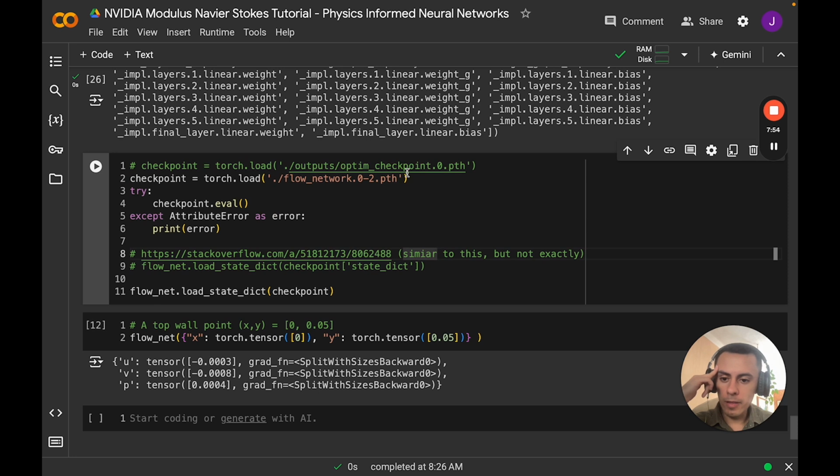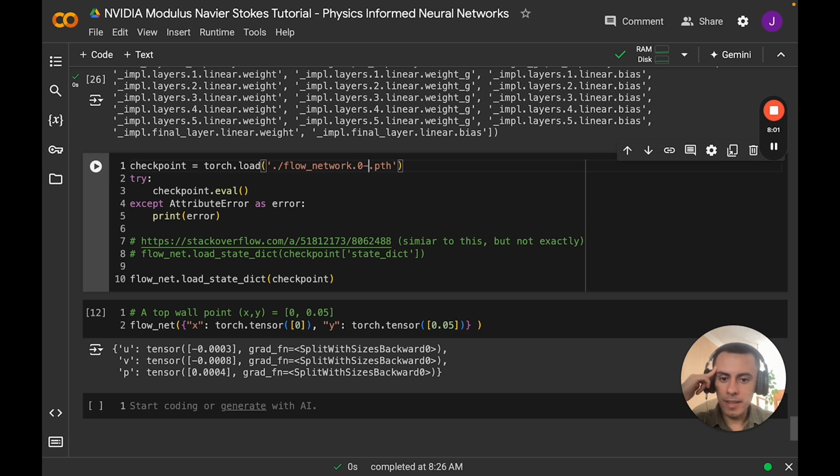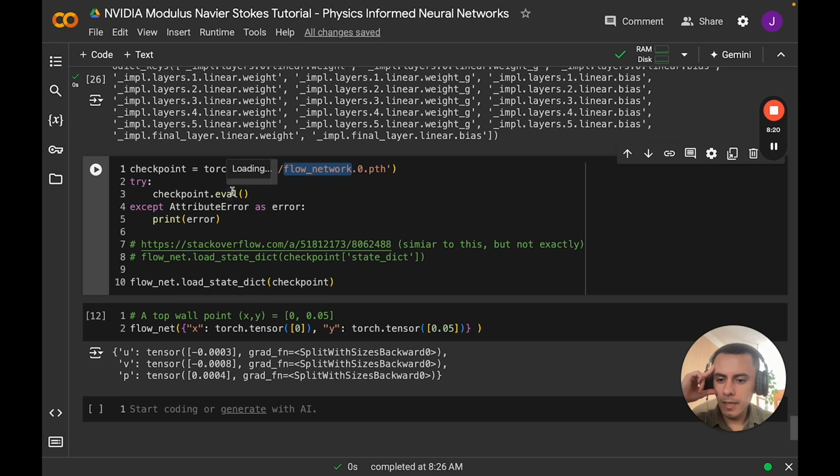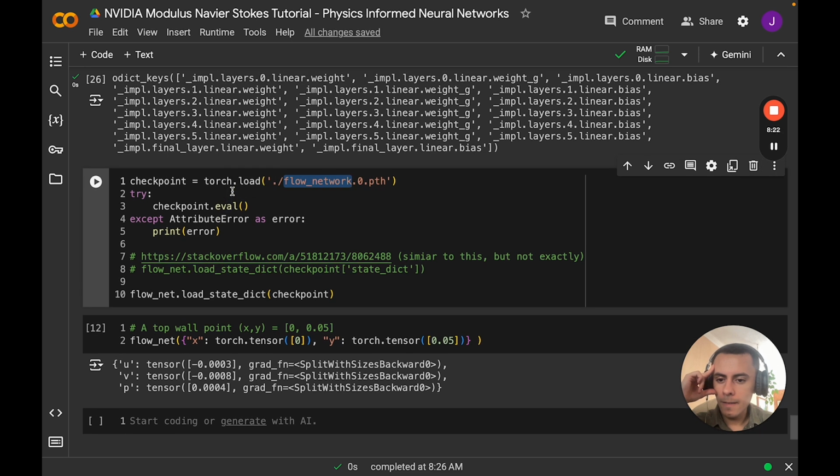So this is the way we load a model. Checkpoint equals torch.load. Not this one. And in this case, the name I have right now is this one. This is the original name, so flow network 0.pth. You may need to do outputs if you just run the simulation. In my case, I loaded it from my file system, so it's flow network 0.pth. Checkpoint.eval. We try that.